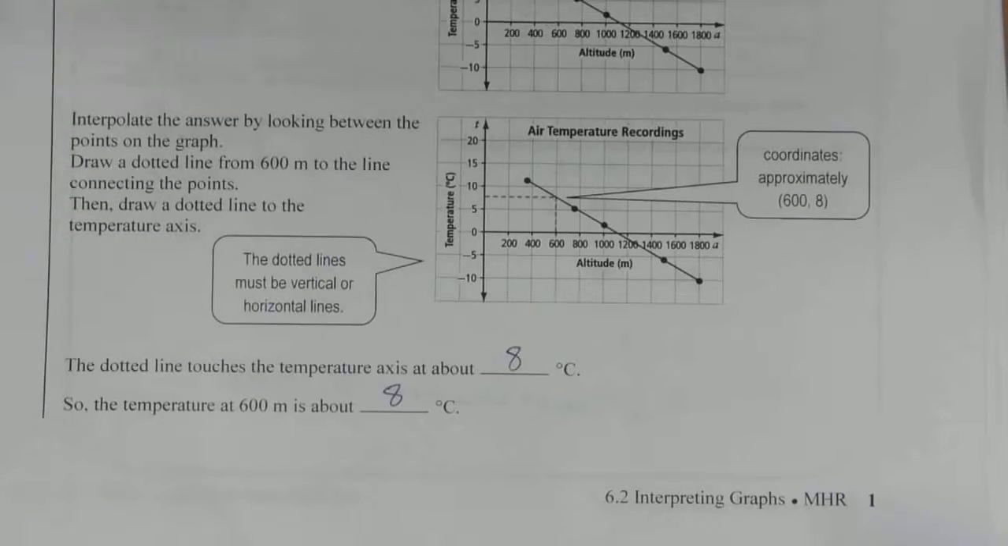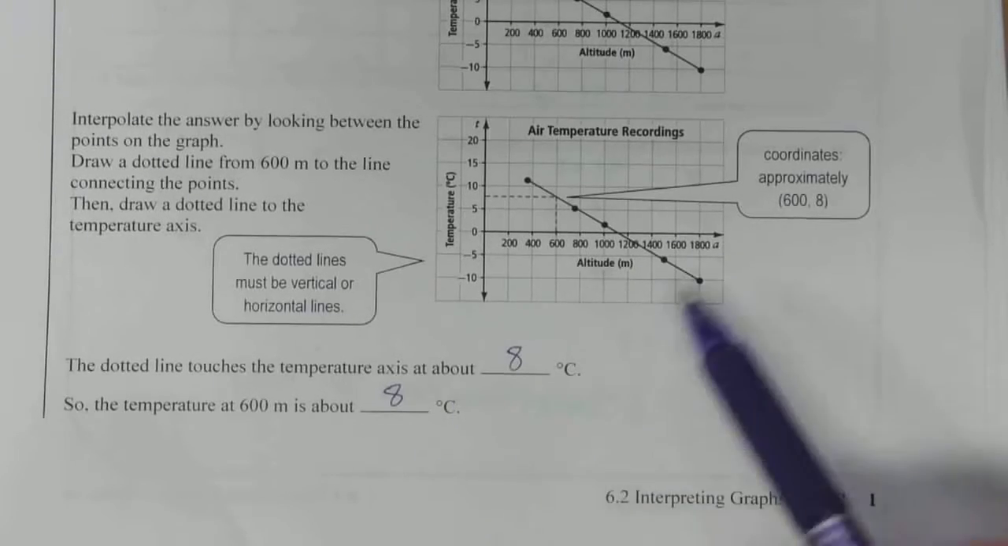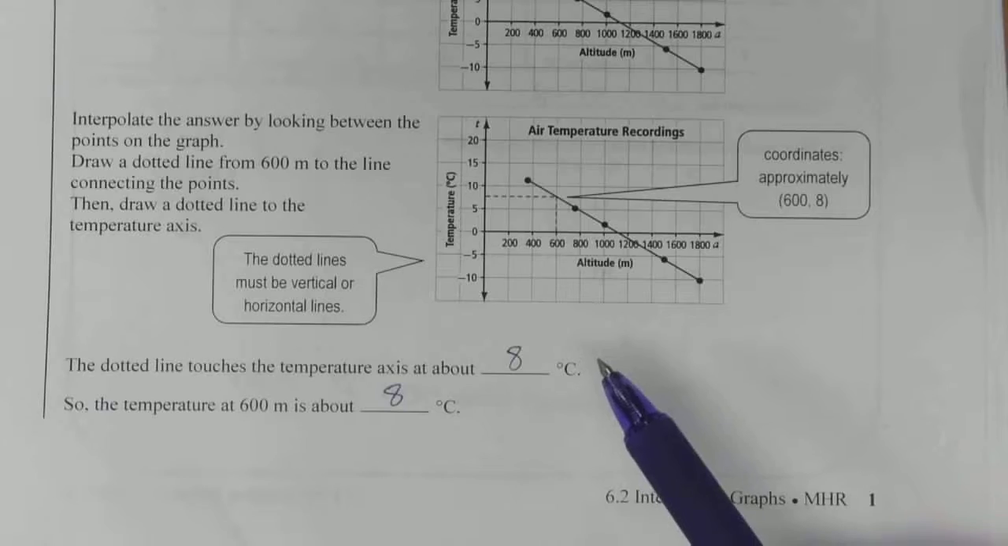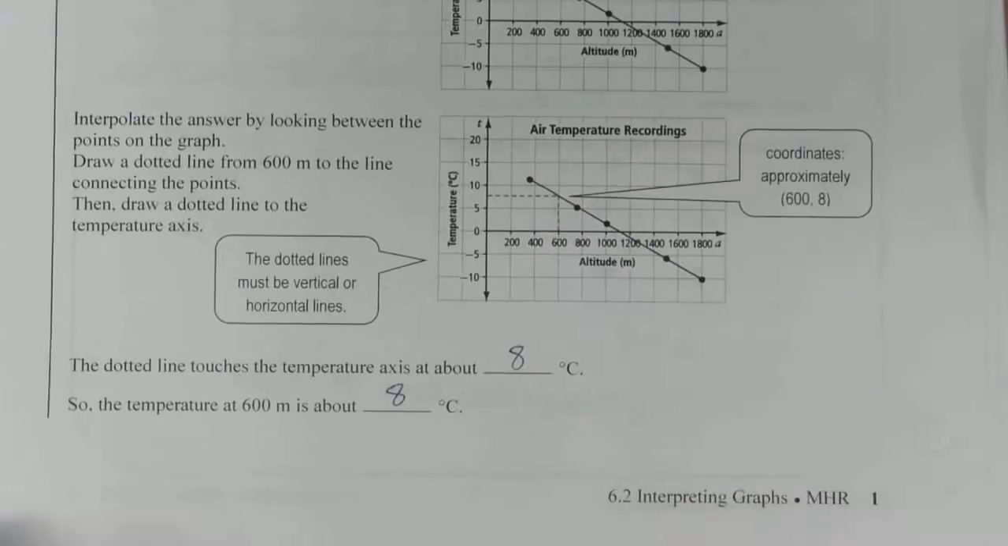Now, it's an about. It's not precise, but it's pretty close. If we had an equation that represented this situation, we'd be able to actually calculate it exactly. But using graphing, which is what we're working on, you can get pretty close.